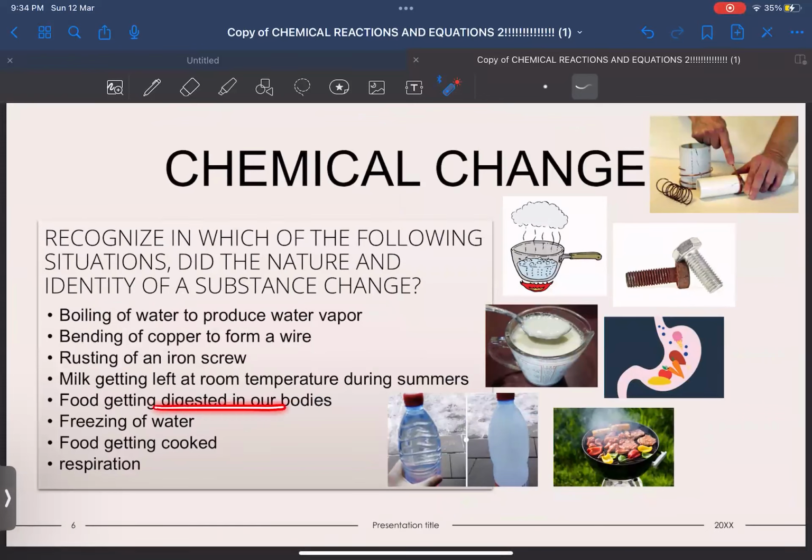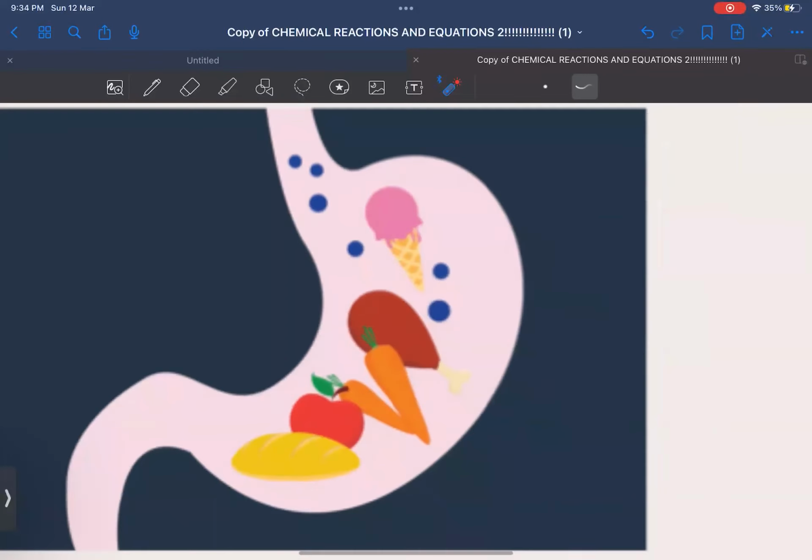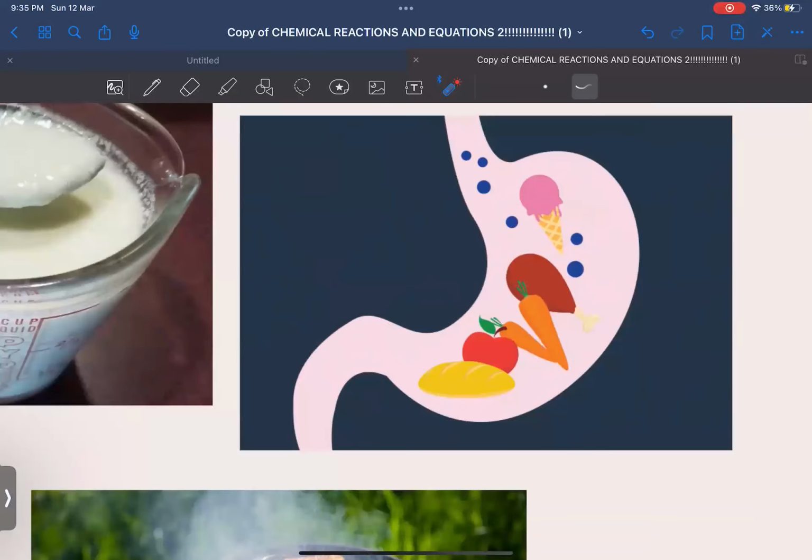Food getting digested in our bodies. When different types of foods, carbohydrates, proteins enter our body, these complex and big molecules of food have to get broken down into smaller particles that can be absorbed by our blood and tissues, right? This is done with the help of some acids in our gut and in our digestive system. These complex particles are broken down into simpler forms. Since these simpler forms cannot go back to the complex form again, it is a chemical change. Simple as that.